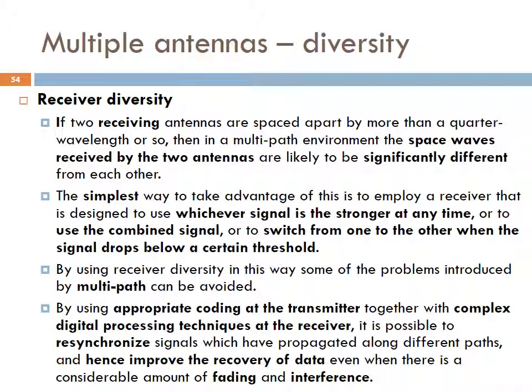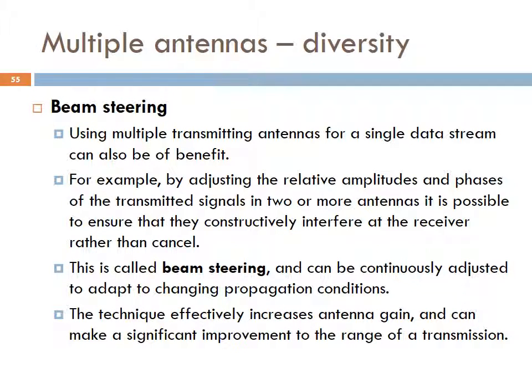By using receiver diversity in this way, some of the problems introduced by multipath can be avoided by using appropriate coding at the transmitter, together with complex digital processing techniques at the receiver. It is possible now to resynchronize signals which have propagated along different paths and hence improve the recovery of data, even when there is a considerable amount of fading and interference. Another diversity technique is beam steering.